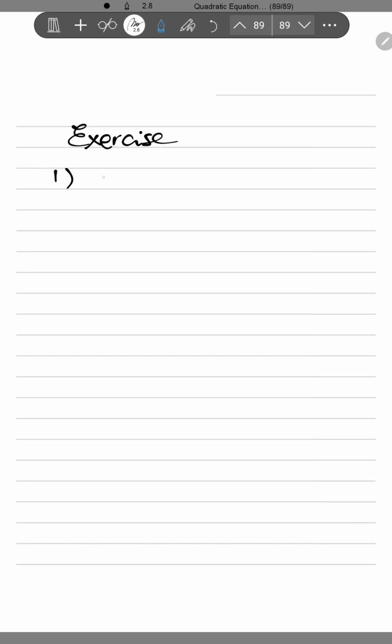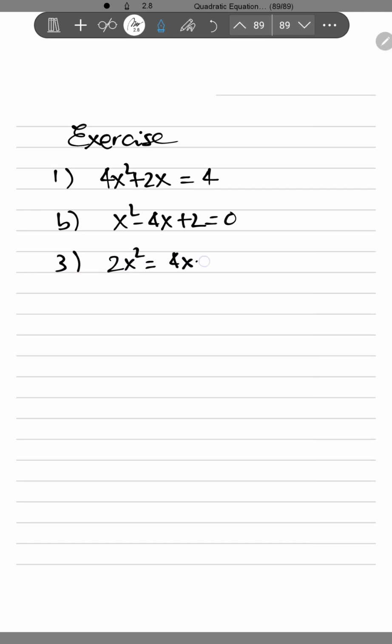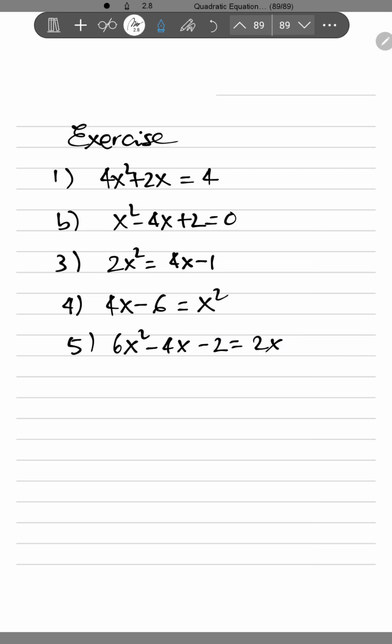1, 4x squared plus 2x is equal to 4. 2, x squared minus 4x plus 2 is equal to 0. 3, 2x squared is equal to 4x minus 1. 4, 4x minus 6 is equal to x squared. 5, the last one, 6x squared minus 4x minus 2 is equal to 2x.